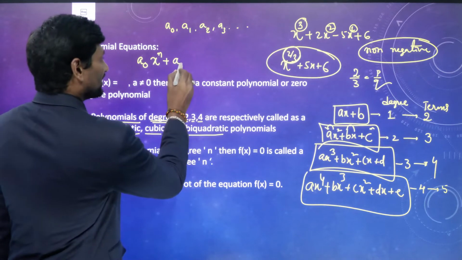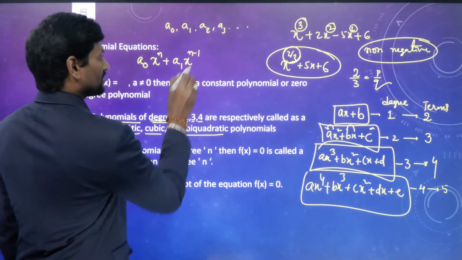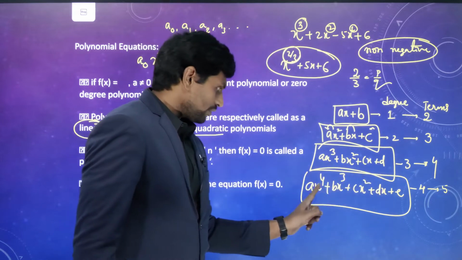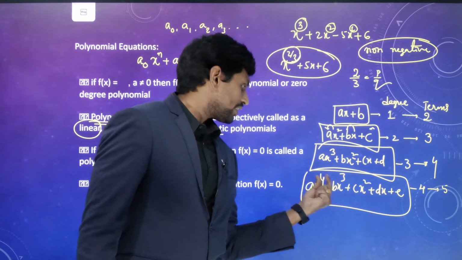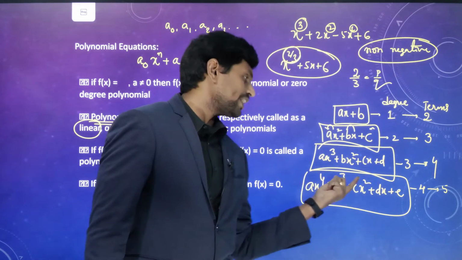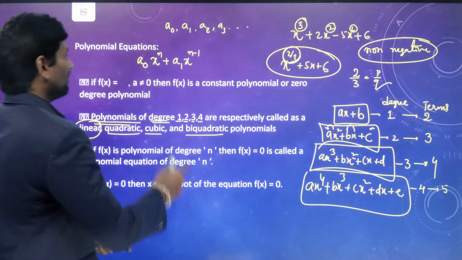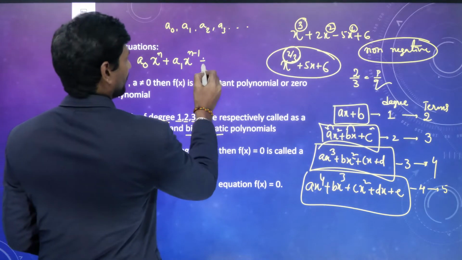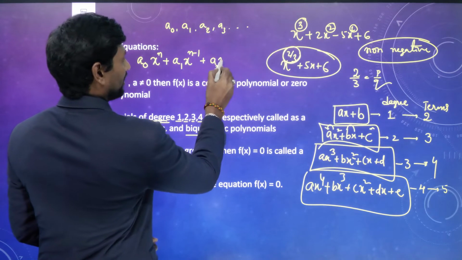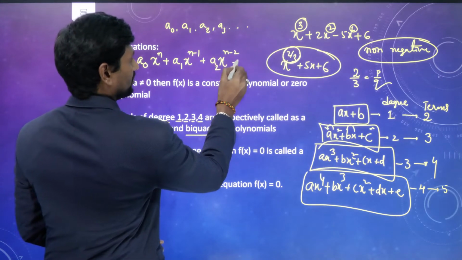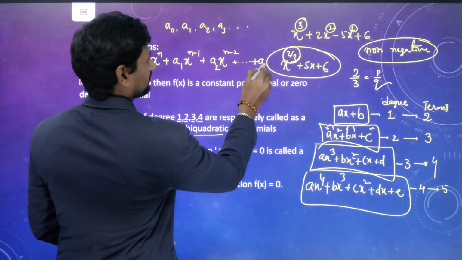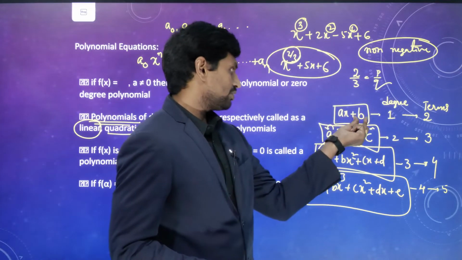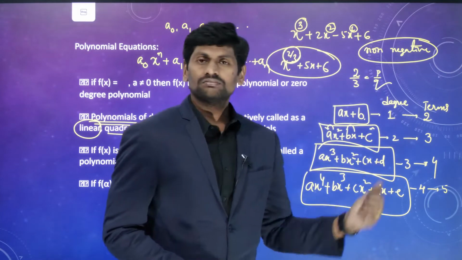Then a1 x power n minus 1. Like x power 4, x cube, x square, the exponent value decreases by 1 each time. In the same way, after n comes n minus 1, then n minus 2, and so on, and the last one is an. The last one is nothing but the constant term, where there is no involvement of x.